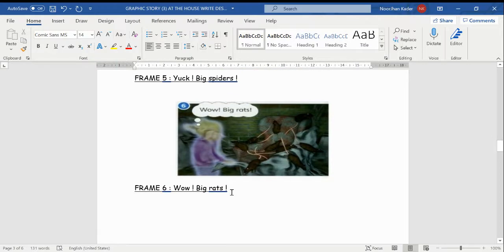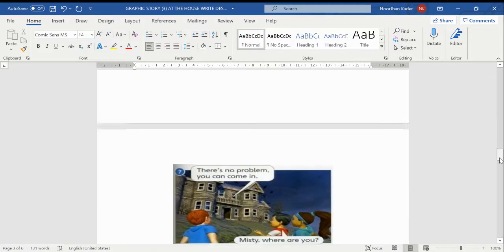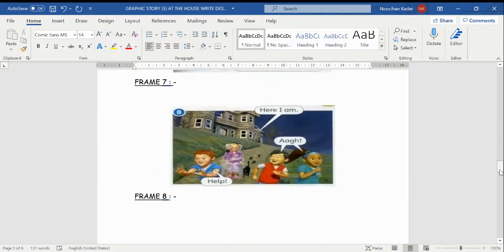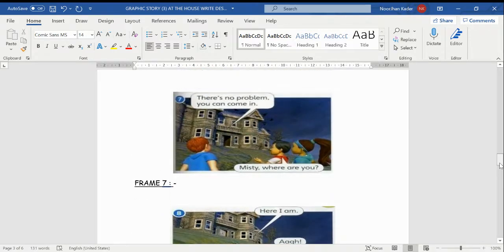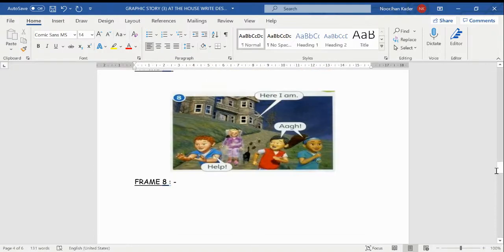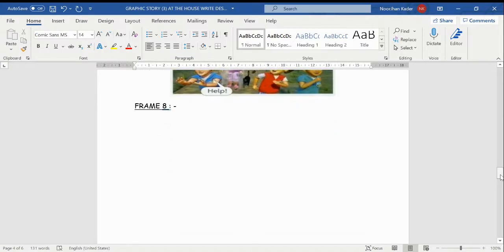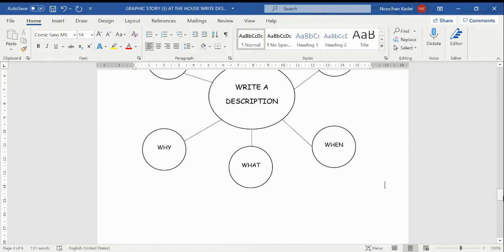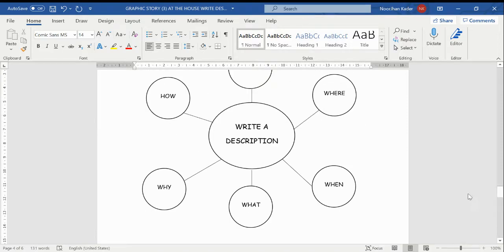Frame 6 also doesn't describe anything about when. Okay, 7 and 8, there is no description at all which is related to this. There is no description at all about the old house here. So we can say that there is no description about why. So just now we did not have any description about when, and we do not have any description on why.